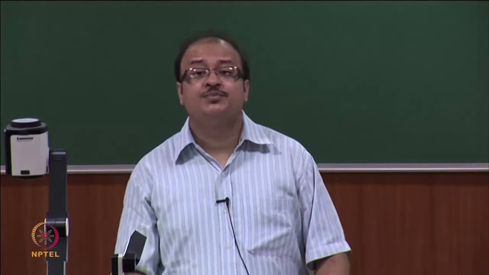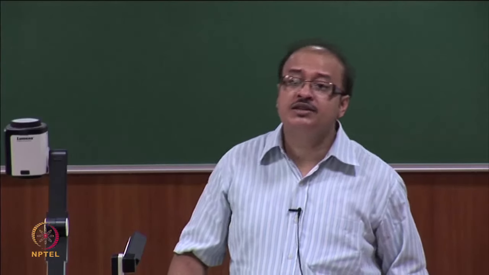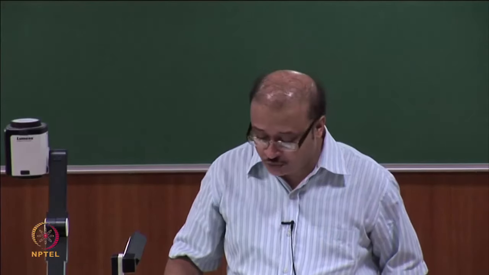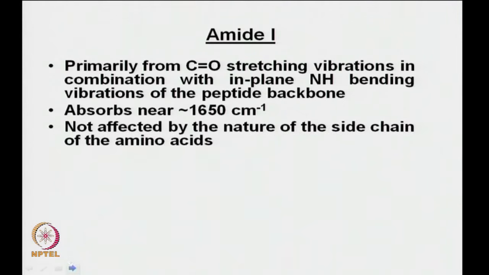So, amide 1 is primarily from the CO stretching vibration. Remember the peptide bond, we have a carbonyl group. It is primarily the CO stretching vibration which constitutes the amide 1 band, but along with that there are small combinations from in plane NH bending vibrations of the peptide backbone. The CO stretching vibrations absorb near about 1650 centimeter inverse in proteins or peptides. These are not affected by the nature of the side chains of the amino acids.